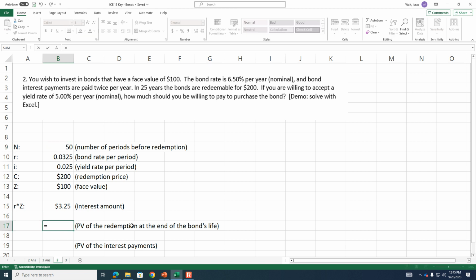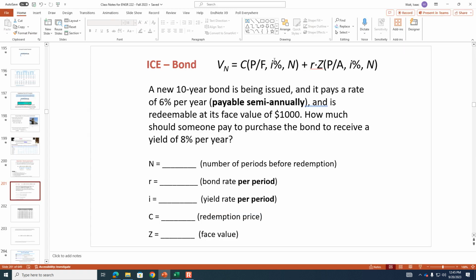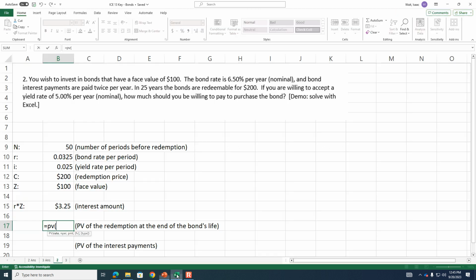So I'm going to do PV. All right, so I'm doing the function here, and it says rate. Remember, on the equation, the rate that you're supposed to use in finding the two pieces is the yield, I. R is the bond face rate. I is the yield rate. Okay, so the rate that I'm going to tell it is the yield rate per period. Okay, NPER, it's 50 periods.